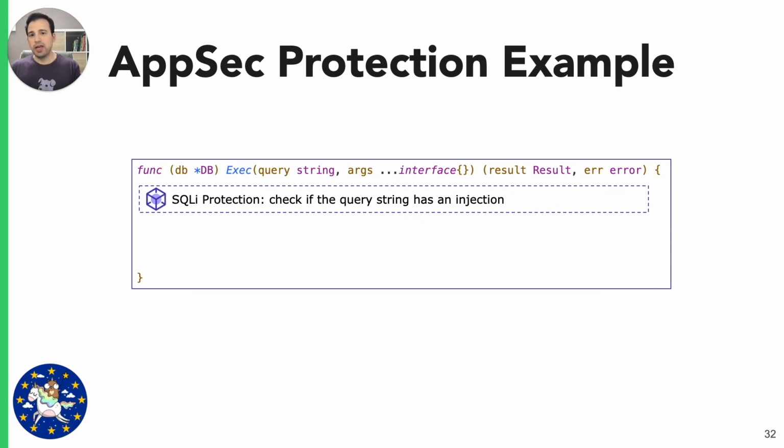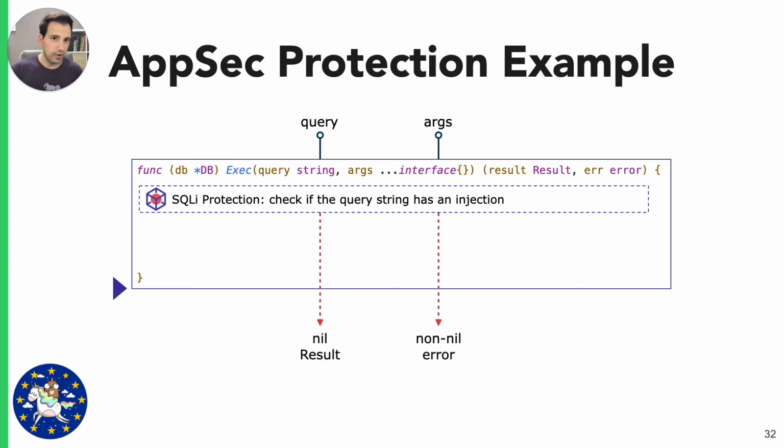So the hook API we define now allows us to add runtime instrumentation that can detect an attack in the prolog hook and abort it by returning specific values from the epilog hook. So when entering the exec method, having the SQL protection attached to its prolog hook, we will now be able to check if the query string has an injection, and when it does, we will be able to return the fact that we do want to block along with an epilog hook that will be able to override the return error with a non-nil error.